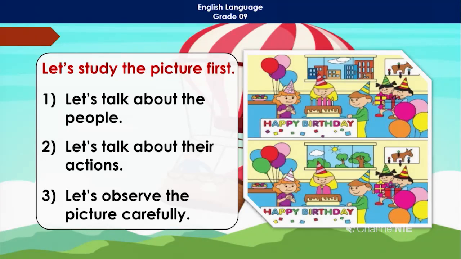Right, let's talk about their actions. Okay, they are giving gifts, they are bringing gifts, and also I can see they are wearing party hats. Wow, excellent. And there I can spot another difference. What is that? In the first picture, the party hat is different. The child is wearing a party hat with spots there, and in the second picture with stripes. Fantastic, Ms. Suchitra. I'm really happy that you were able to find all those differences.